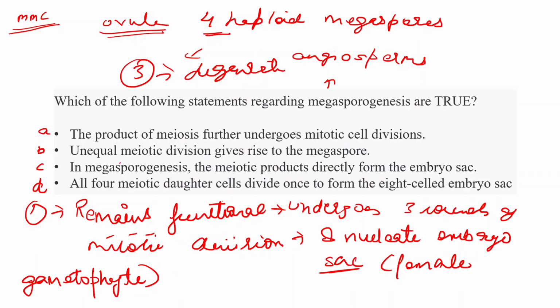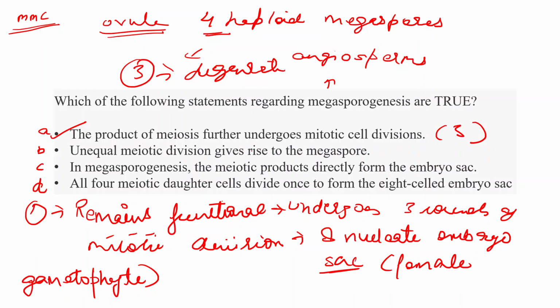So this is correct. The product of meiosis further undergoes mitotic divisions. Yes, it undergoes how many rounds? Three rounds of mitotic divisions. Then unequal meiotic division gives rise to the megaspore.